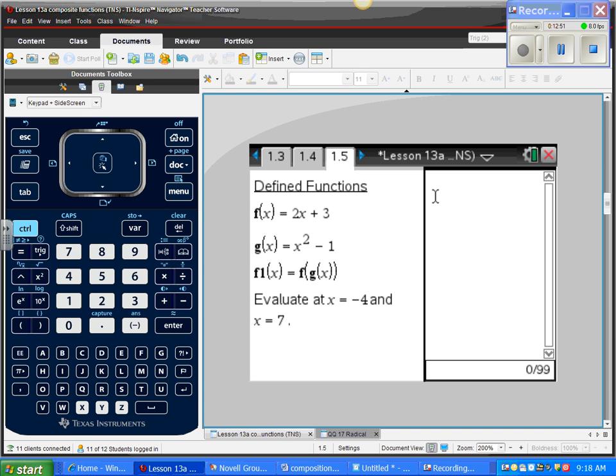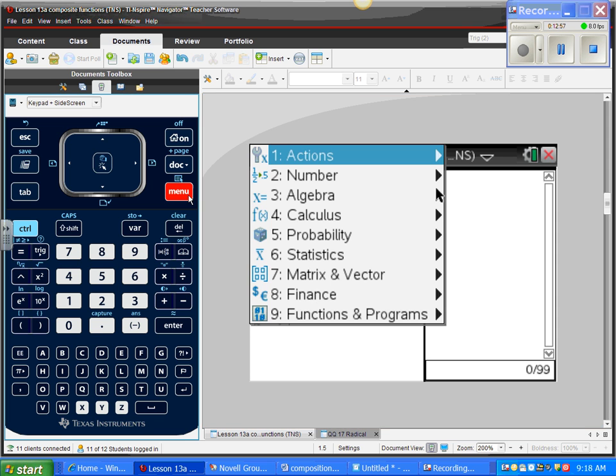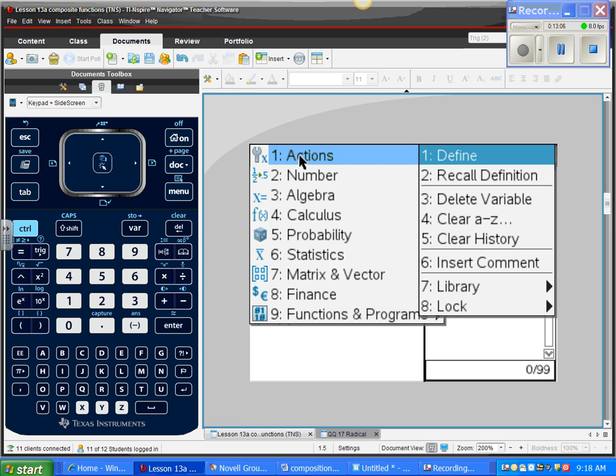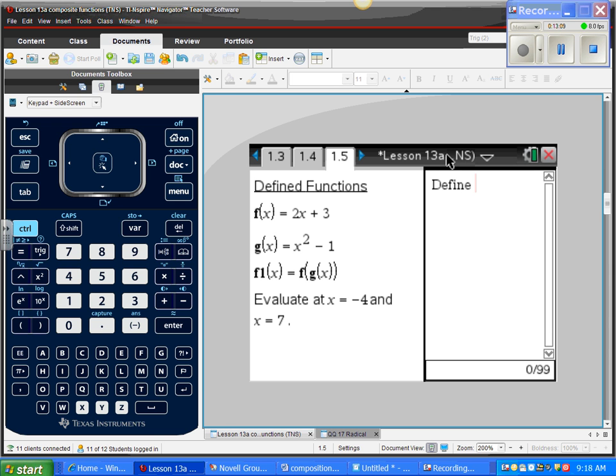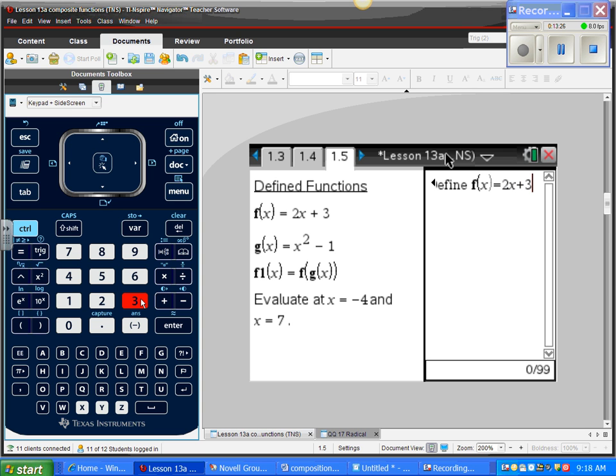There is a way to do this on the calculator, and that's by using something called define. So what I want you to do is hit menu, actions, define. So what we're going to do is define f of x and define g of x. So f of x equals 2x plus 3. We're just typing in what it equals. And then we're hitting enter. And it should say done.